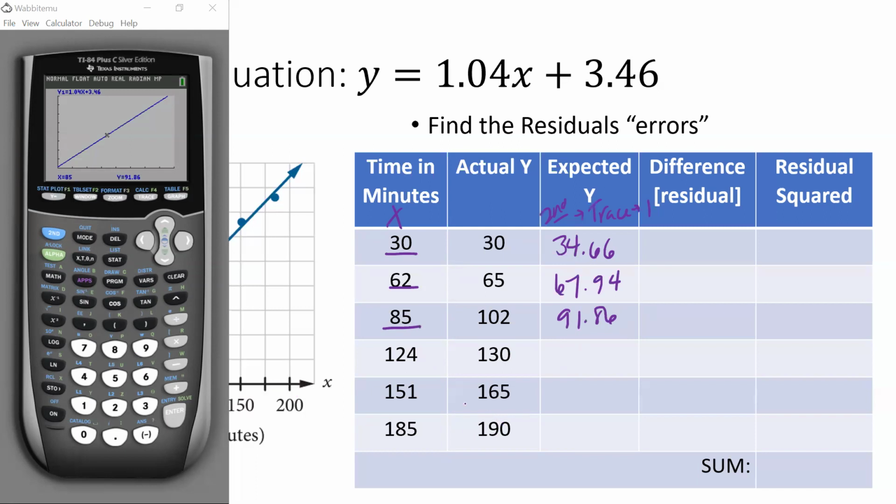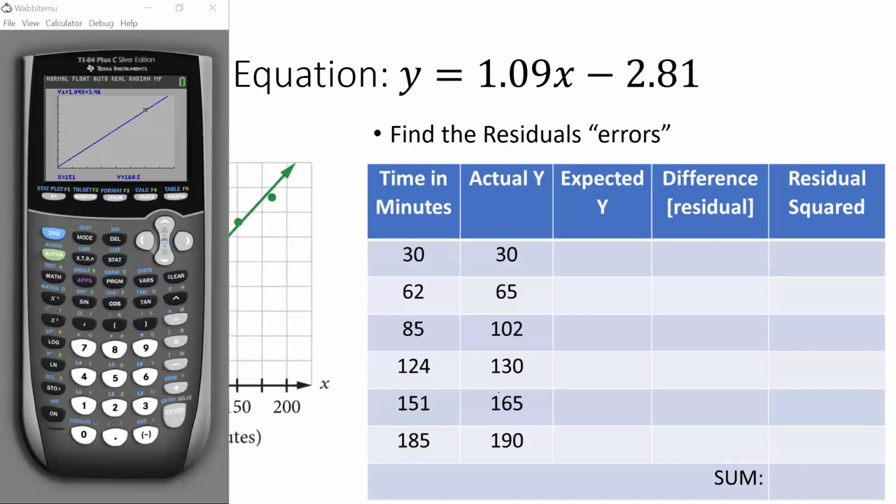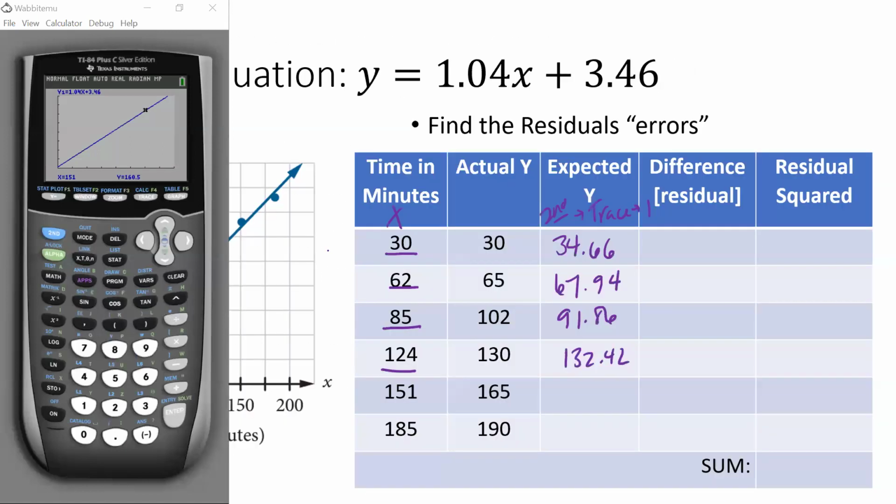Good job for everything. Now we're going to do 124, and we get 132.42. Now we're going to do 151. The wrong way. There we go. And we get 160.5. And then we have 185 left. We do 185, and we get 195.86.